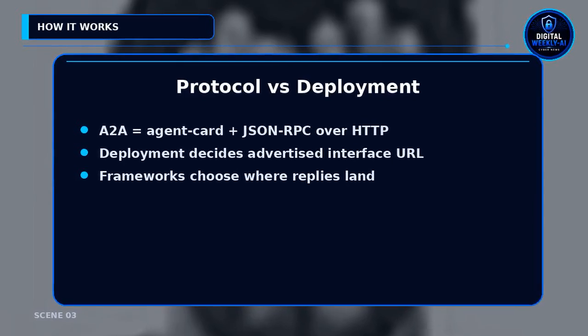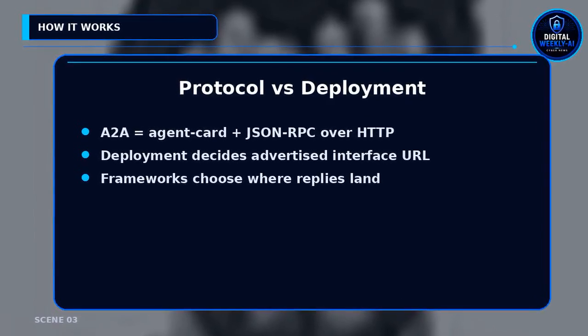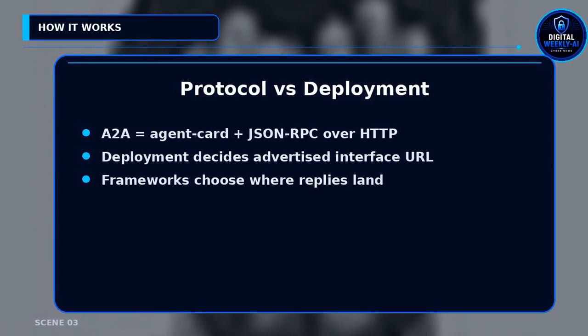A2A works by publishing an agent card at /.well-known/agent-card.json and calling peers with JSON-RPC over HTTP. That leaves deployment responsibilities: the card's advertised URL, and where the runtime places replies. Locally, bind and dial addresses match. Deployed, they often do not. Frameworks differ: artifacts, history, or both, and some clients read only one carrier.